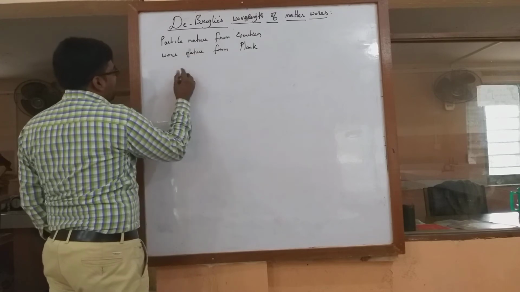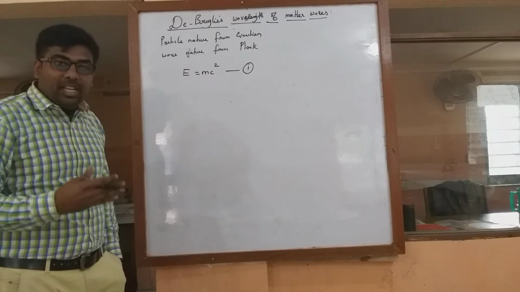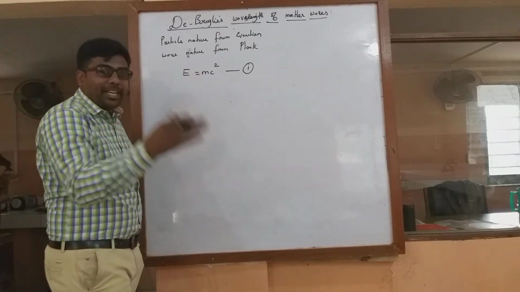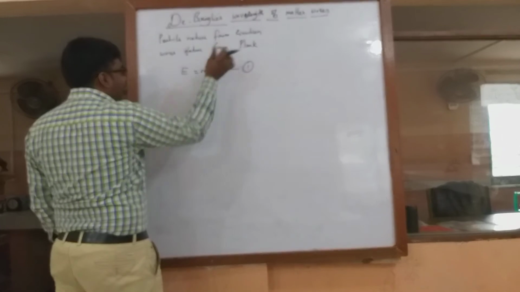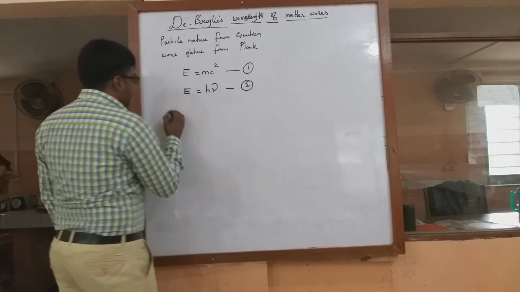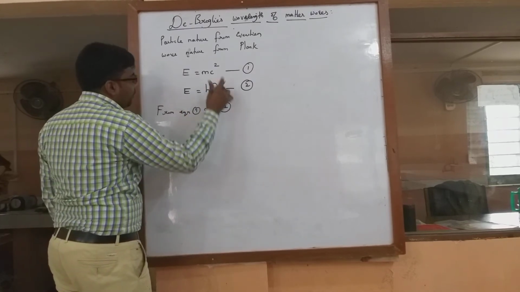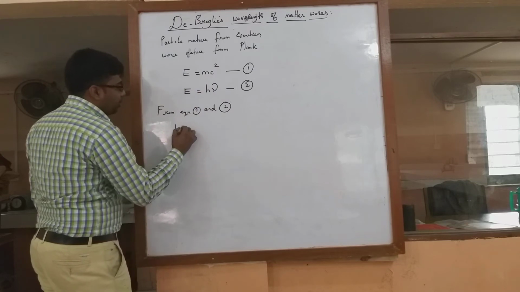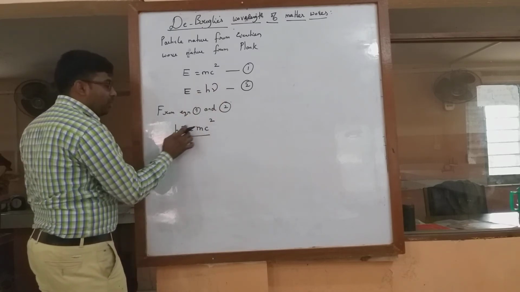So he said that according to Einstein, E is equal to mc squared. The energy of the incident radiation, for a particle, is equal to the mass of the particle times the square of the speed of light. And he has taken the wave nature from Planck, whose equation is E is equal to h nu. These are equations 1 and 2. Now, from equations 1 and 2, both are equal, so we can write h nu is equal to mc squared. This means the energy of a particle and the energy of a wave are equal.